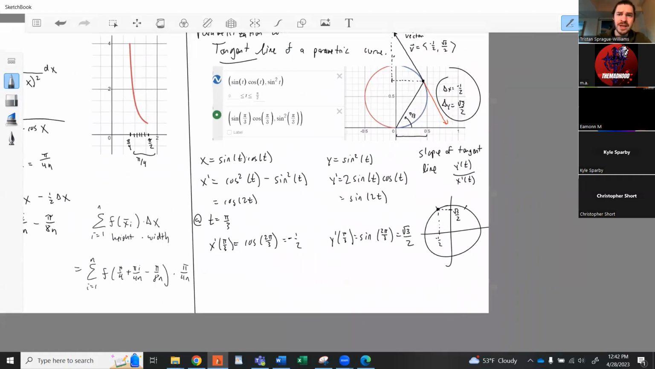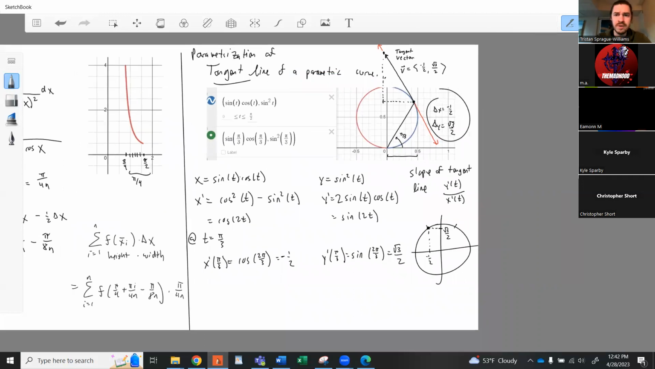And now that we have this tangent vector, what we can do is say, hey, let's take the position of this point, which we'll call P, and we'll think of that point as a vector as well. And we'll say, take that P and add some multiple of the tangent vector.